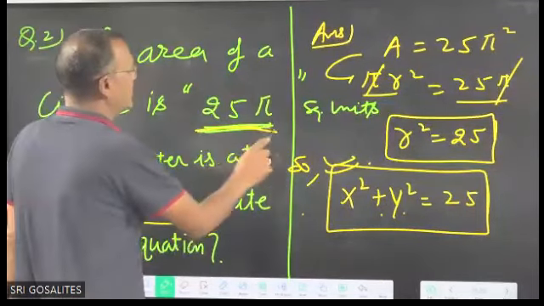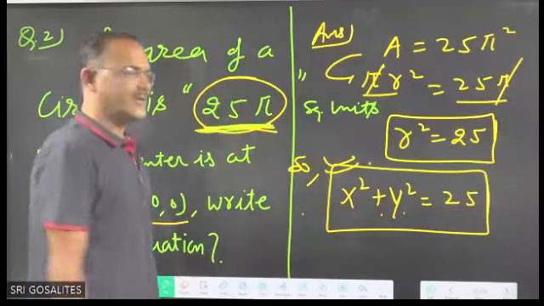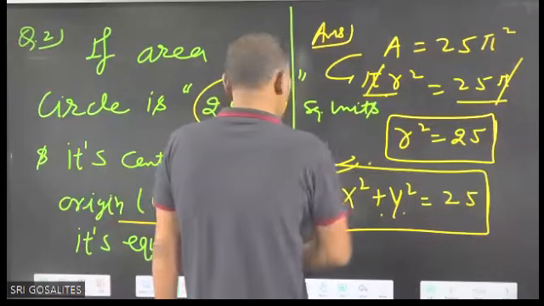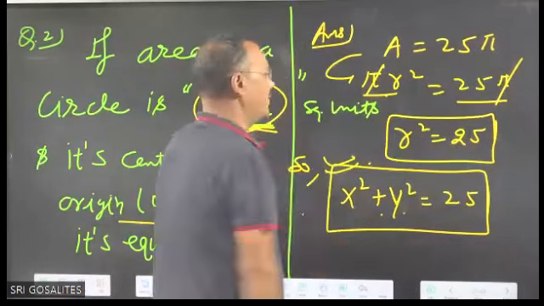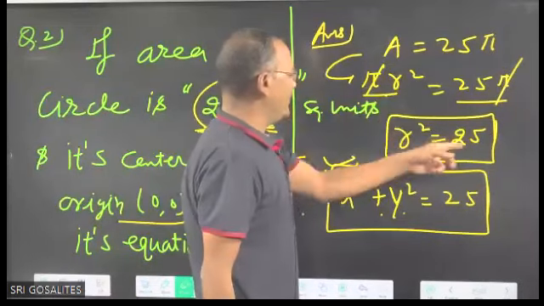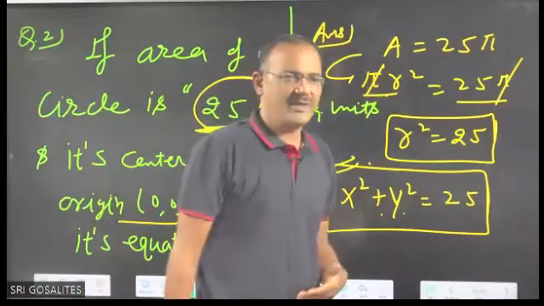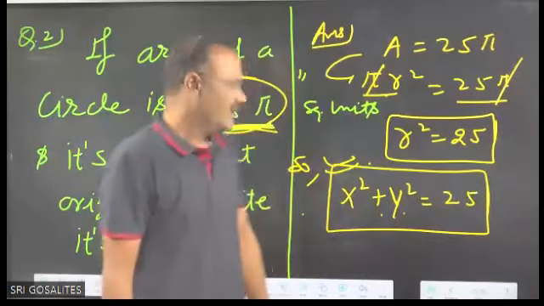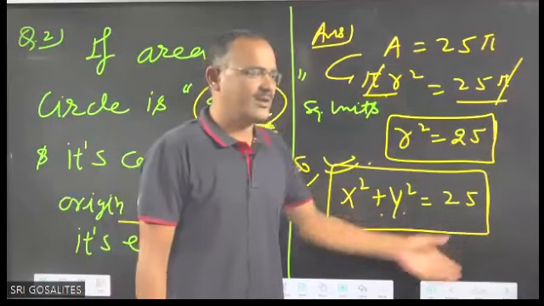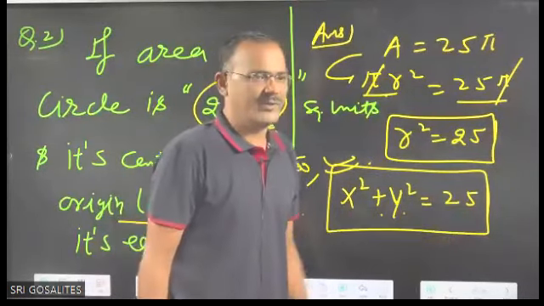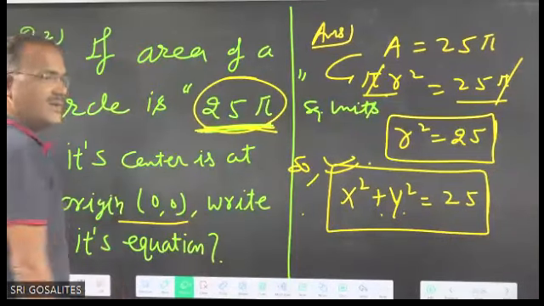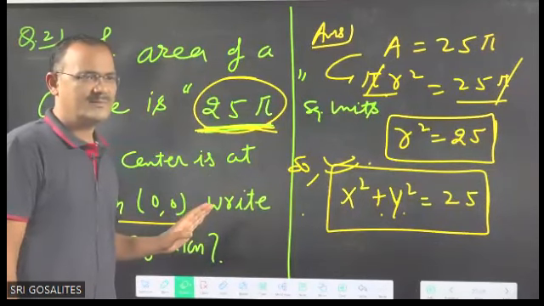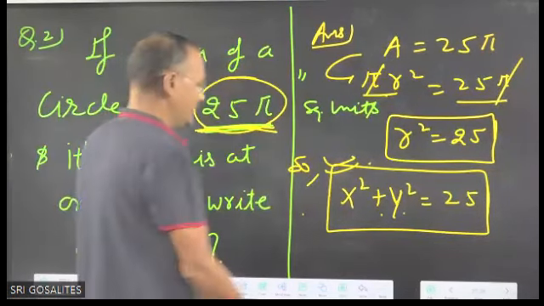See beta, area is 25 pi. What is the area of a circle? Pi r square. Is this or not? Okay. This is given 25 pi. So just by the comparison, pi cancel, r square is coming 25. Means radius was 5 meters or 5 units. So equation क्या होता है circle का? What is the equation of the circle? X square plus y square is equals to r square. We already put the r square as 25. Now the next. Is this clear to you all? Okay.